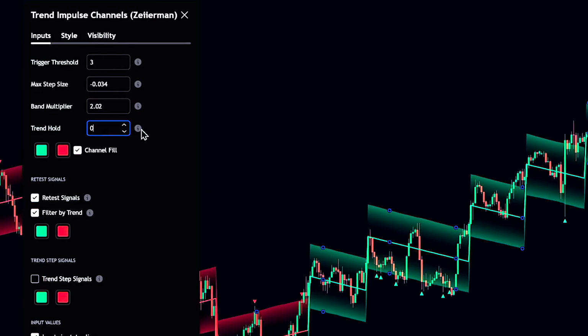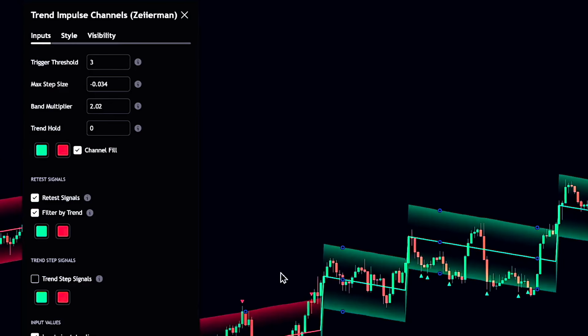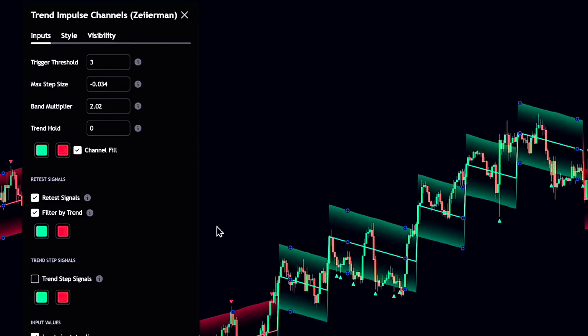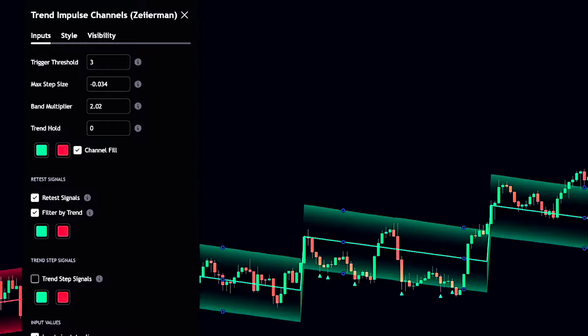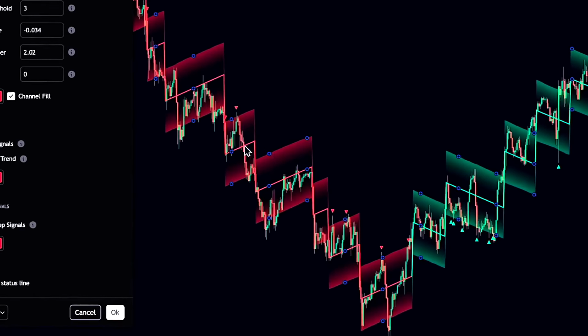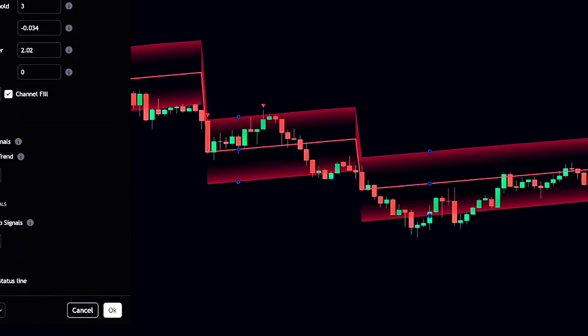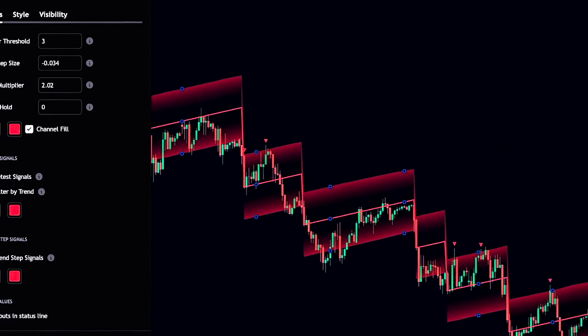Another option is trend hold by bars, which sets the minimum number of candles a trend has to continue before the indicator will even think about flipping direction. That helps cut out a lot of annoying whipsaws. Finally, you can enable trend filtering. With this on, retest signals will only appear if they match the overall trend direction, like showing lower retests only in an uptrend. This really helps you stick to higher probability setups.